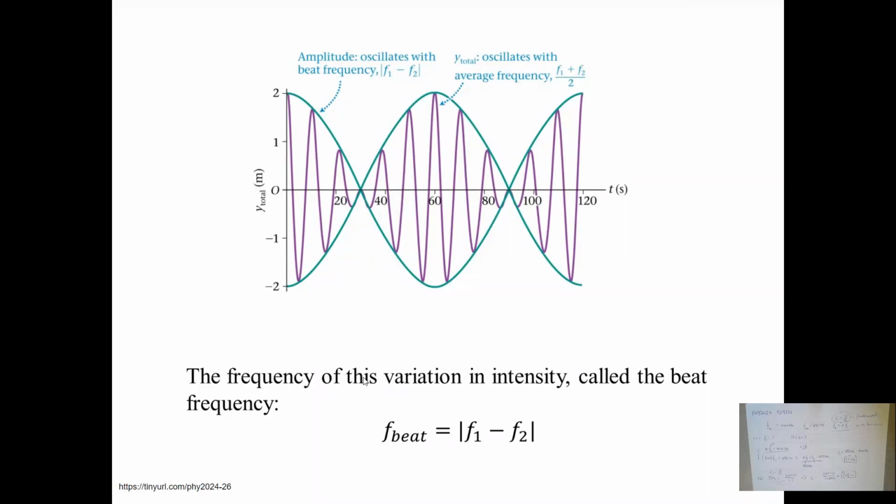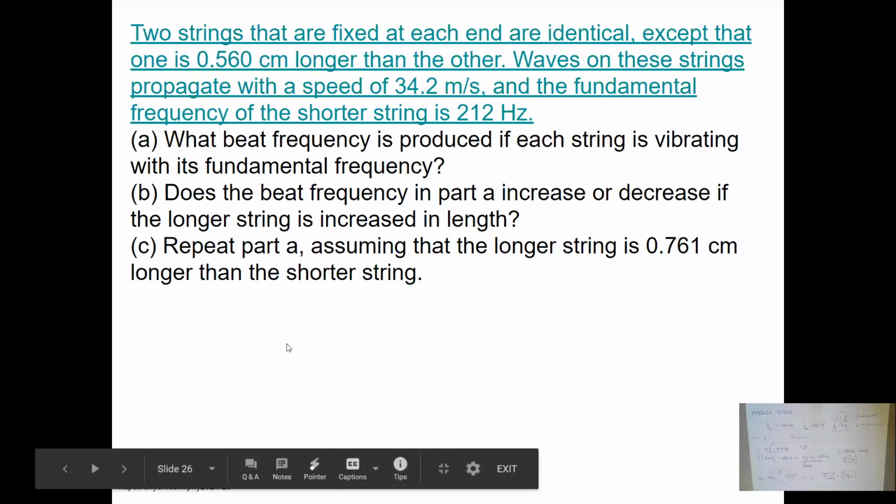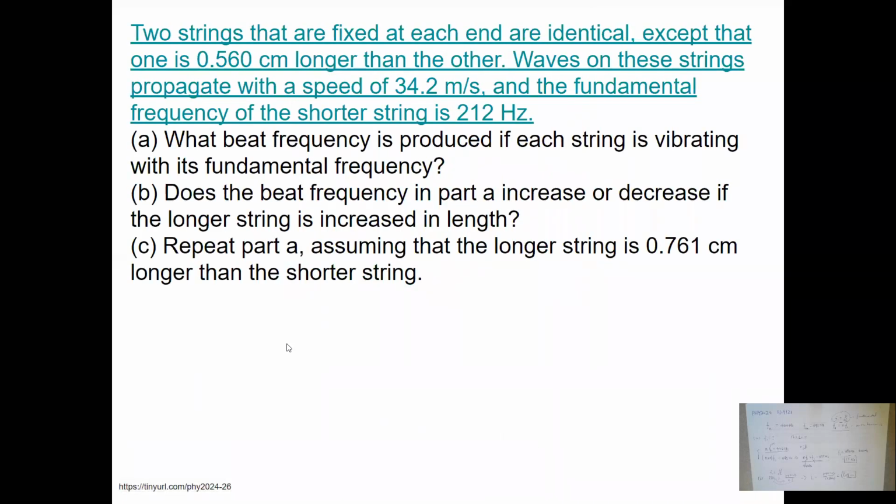So the beat frequency is simply the absolute value of f1 minus f2. That gives you the frequency of the variation in intensity. So the intensity you hear goes down and then comes up, and goes down and comes up again. All right, let's take a look at one example here.